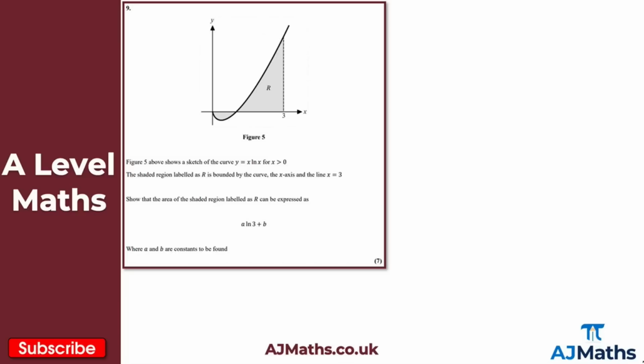Taking a look now at question 9 here, we've got figure 5 above, which shows a sketch of the curve y equals x ln x for x being strictly greater than 0. So we're told that the shaded region, labelled as R, is bounded by the curve, the x-axis, and the line x equals 3. And we're asked to show that the area of the shaded region R can be expressed as a ln 3 plus b, where a and b are constants to be found. Where do we begin here with question 9?